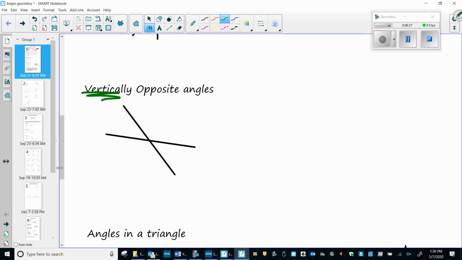Yeah. So it's sort of like the diagonal line. Exactly, yes. So vertically opposite angles are diagonals. So this one here is vertically opposite this one, and this one is vertically opposite this one. Also, isn't it like the vertically opposite angles equal the same thing? Yes, so that's what I was going to say. So what's special about vertically opposite angles? They are equal, yes?